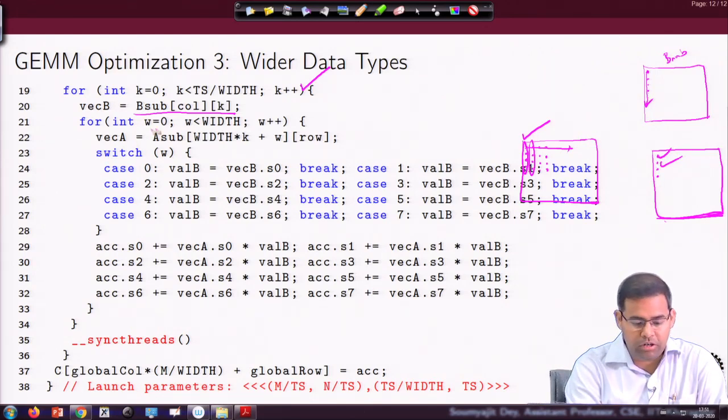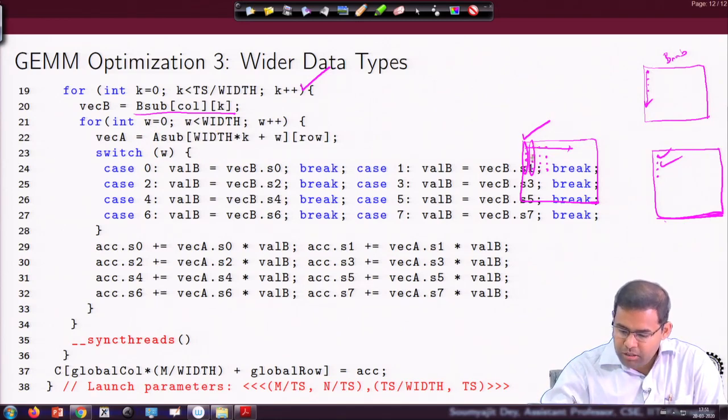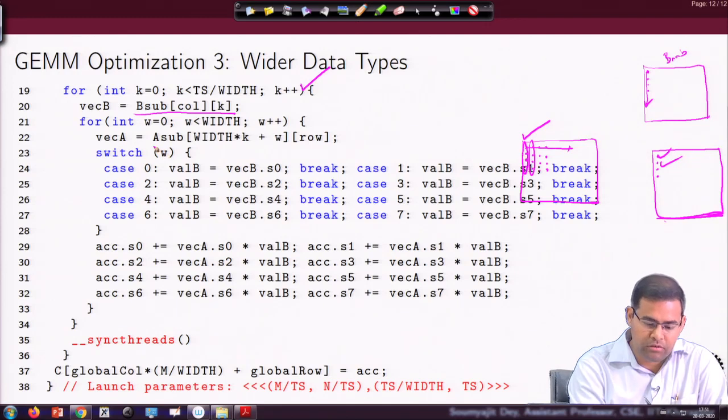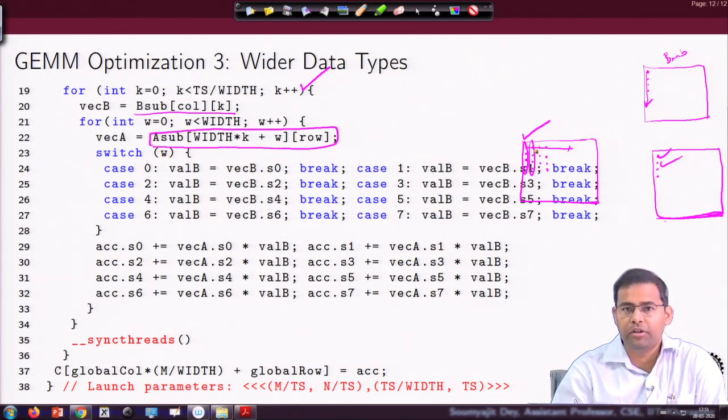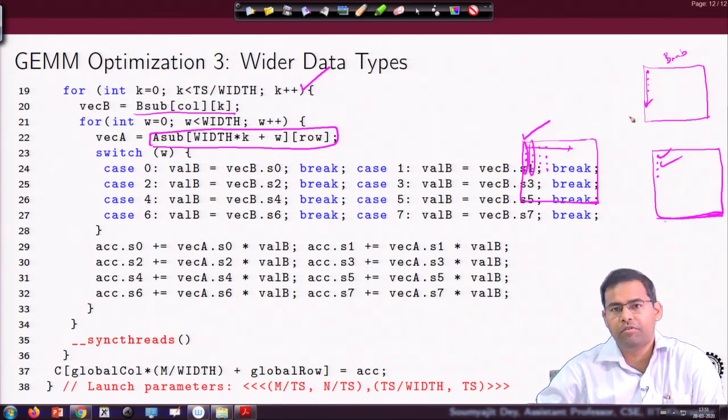In the next iteration of this inner loop, I am going to take the next A sub value, which is again accessible as one of these. But then I have to look inside it into its components and I have to multiply these components again with the B sub values.